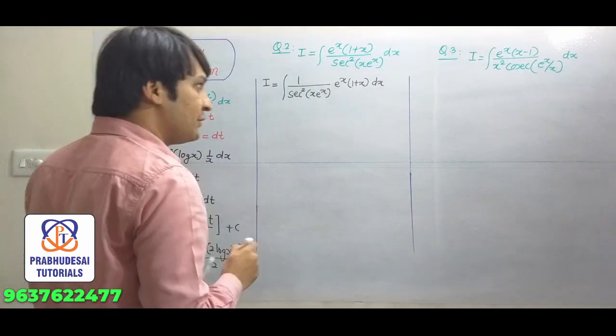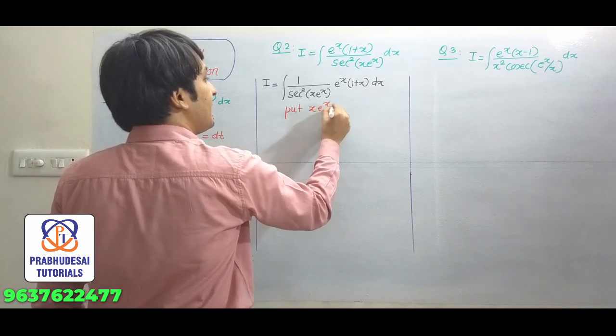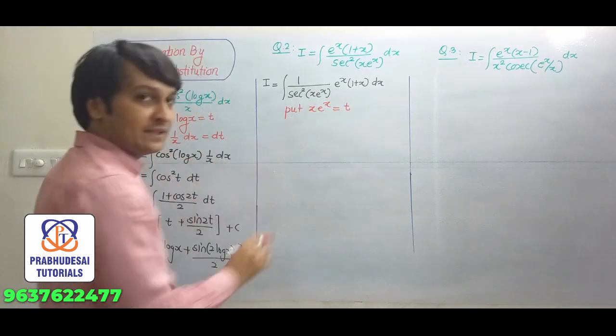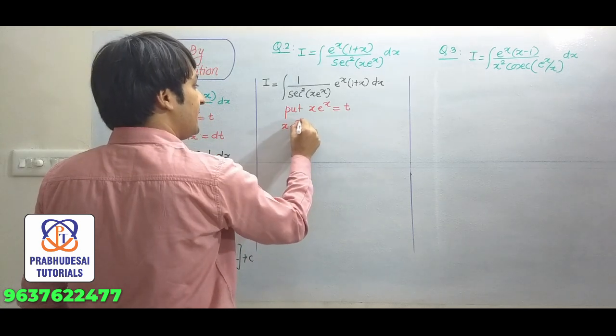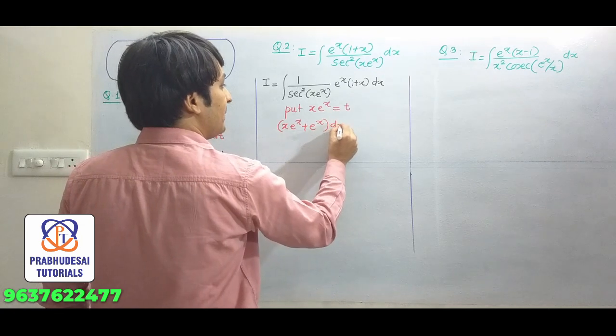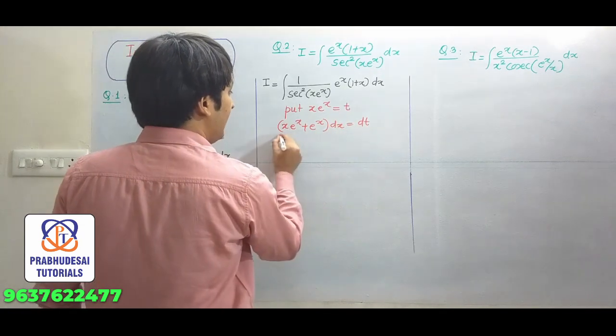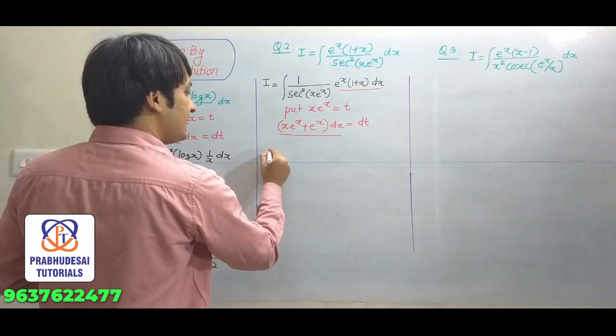I am going for substitution now, and I am going to put x e raised to x is equal to t. I am going to put this as t. Apply UV rule. x derivative of e raised to x, e raised to x, plus e raised to x, derivative of x is 1, bracket complete dx is equal to dt, and you will find this right here. Correct? I can just rewrite this.